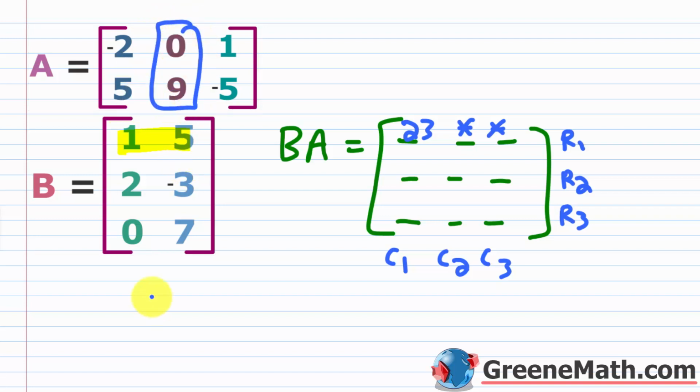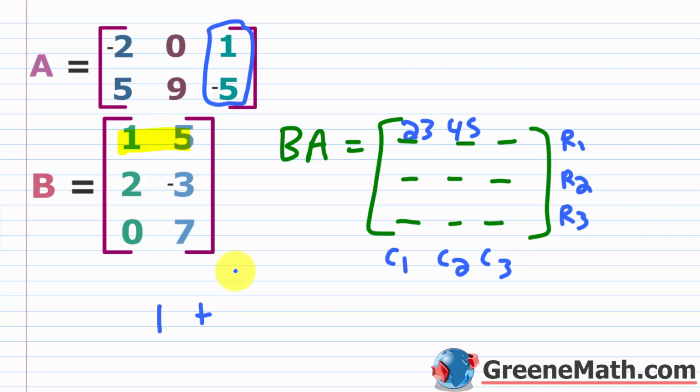So 1 times 0 is 0, plus 5 times 9 is 45. So that's going to be 45 here, okay? And then I'm going to move to this one, okay? So I'm going to do 1 times 1, which is 1, plus 5 times negative 5 is negative 25. This is going to be negative 24. So negative 24. So that top row is now done, okay?